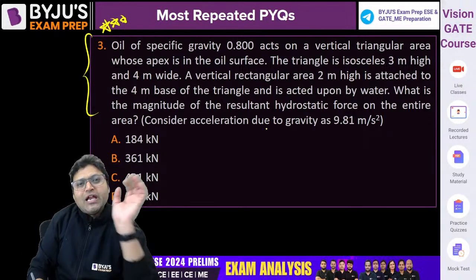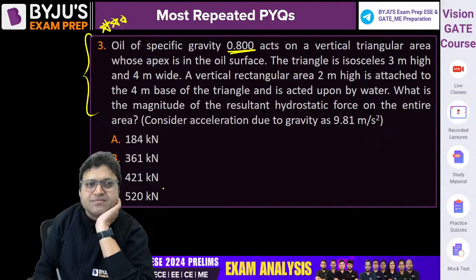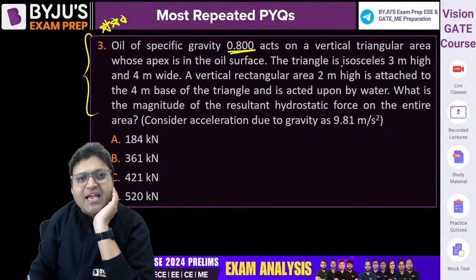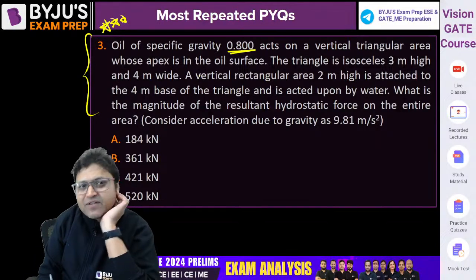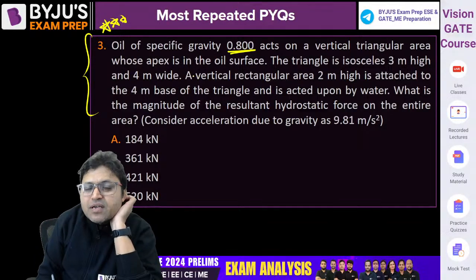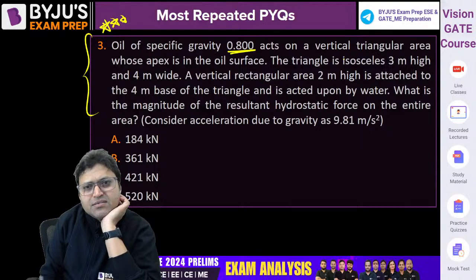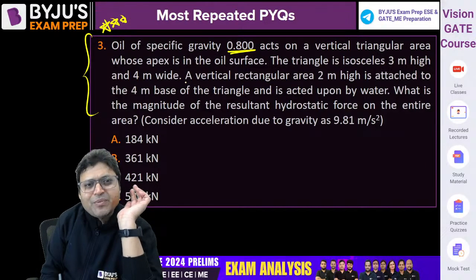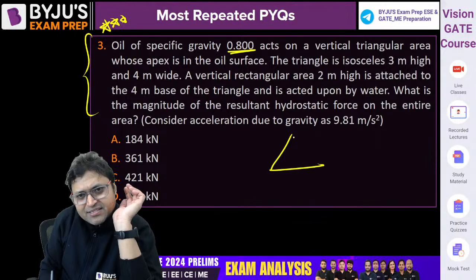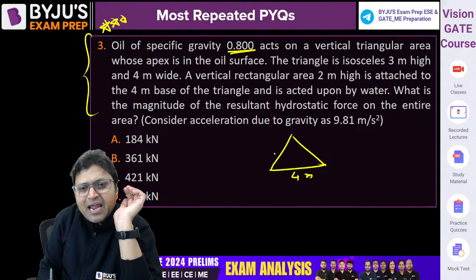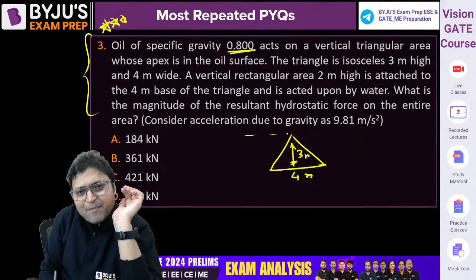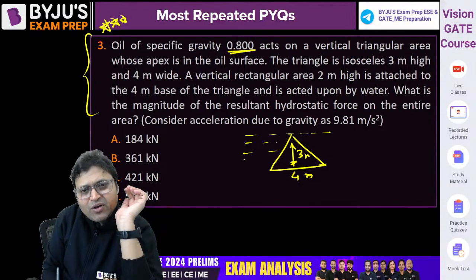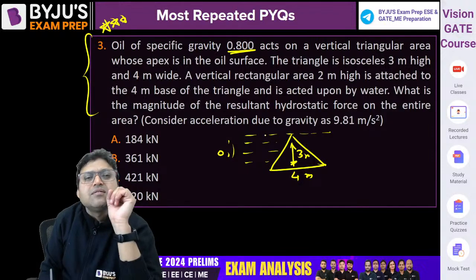Oil of specific gravity 0.8 acts on a vertical triangular area whose apex is in the oil surface. Apex means the vertex. The triangle is isosceles with 3 meter height and 4 meter wide. And apex is in the oil. This is the oil. This is apex.